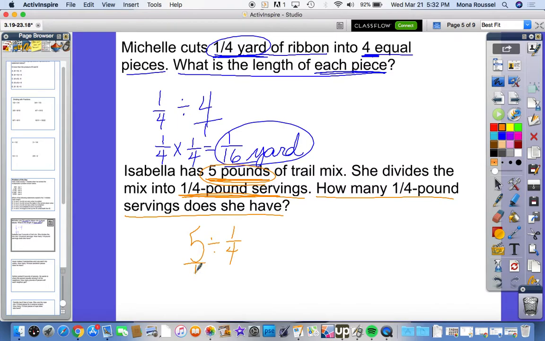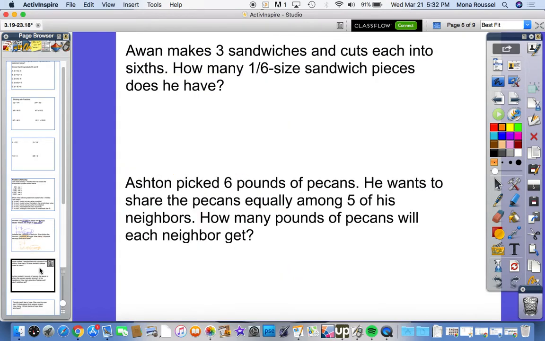So the 5 we make into a fraction so that we can keep, change, flip. Nothing can cancel because we have our 1's down here in the denominator, so we multiply and get 20/1, which is improper. 20/1 equals 20. So when we ask how many servings does she have, she has 20 servings. The key here, the thing to remember, is knowing which number to put first.